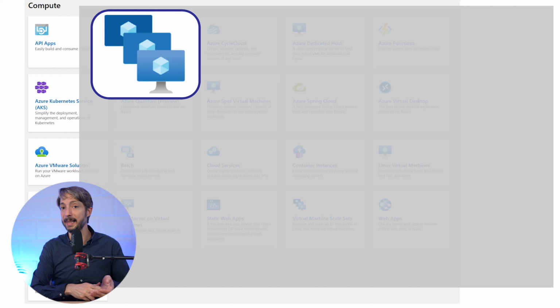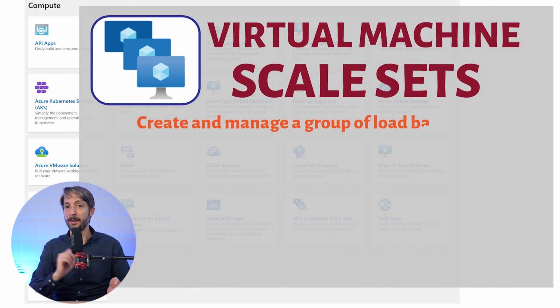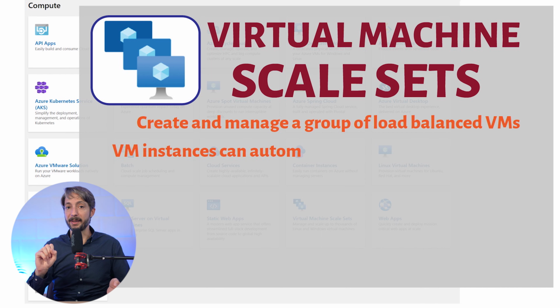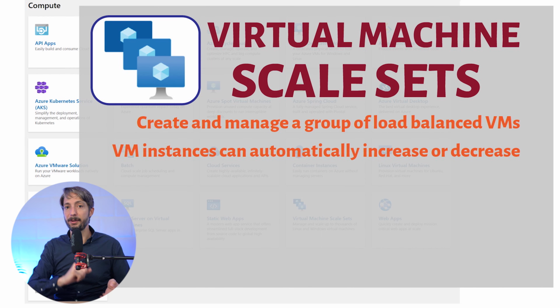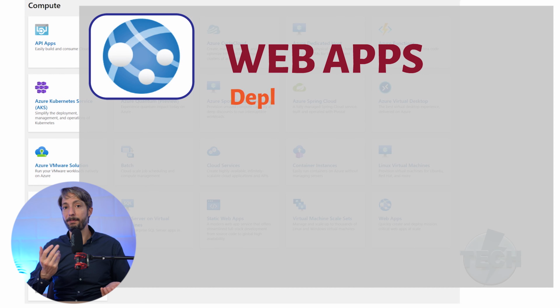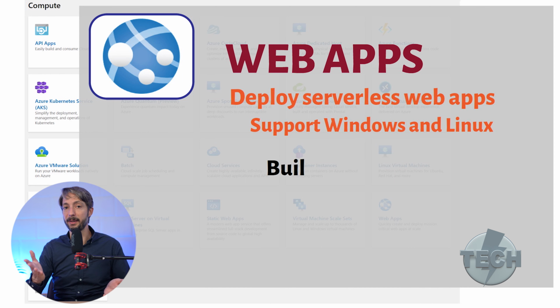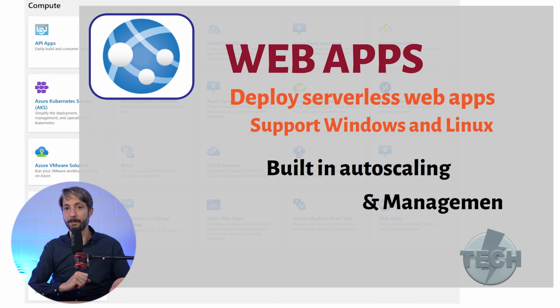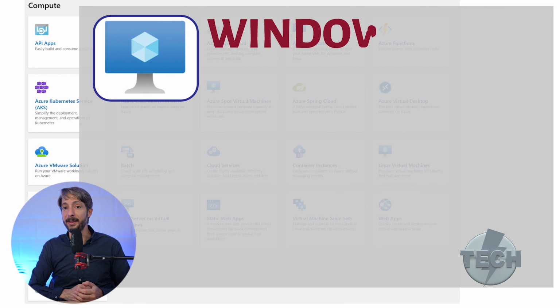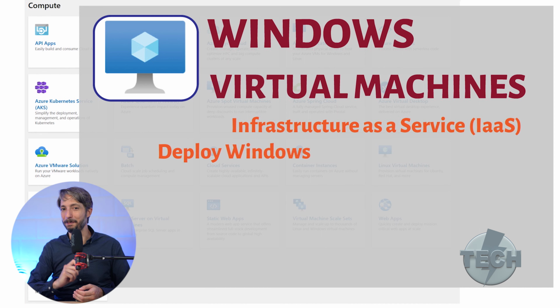We have virtual machine scale sets, which lets you create and manage a group of load-balanced VMs. The number of VM instances can automatically increase or decrease in response to demand or a defined schedule. Web apps are part of the Azure App Service, which we talked about earlier. You deploy serverless web apps which support Windows and Linux platforms with built-in auto-scaling and management. Windows Virtual Machine is an infrastructure as a service where you deploy Windows as the operating system.